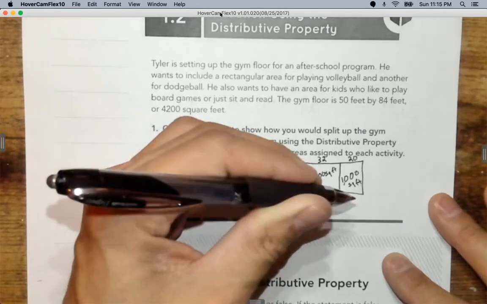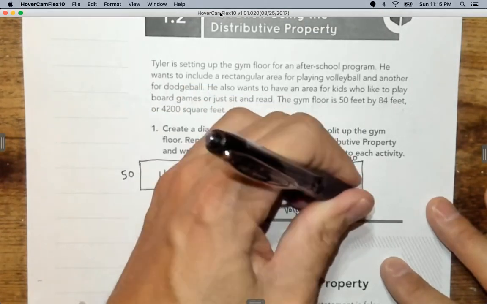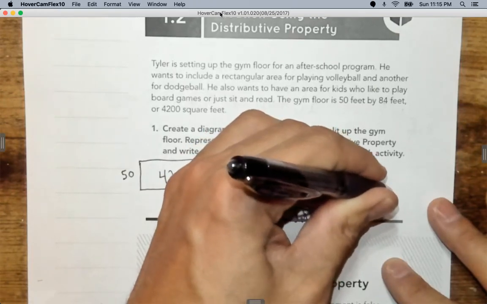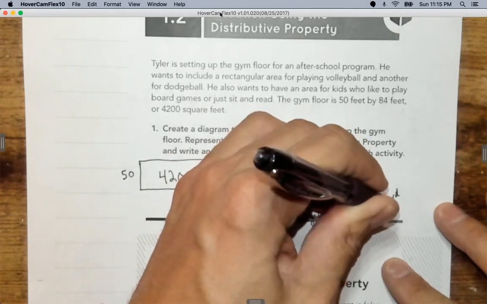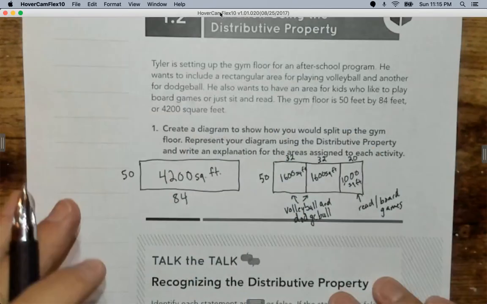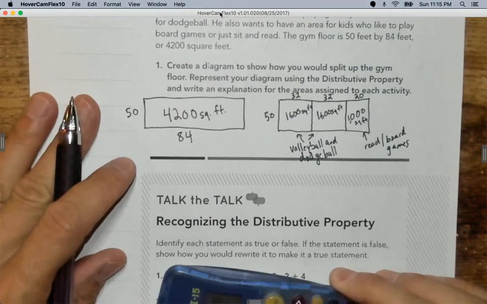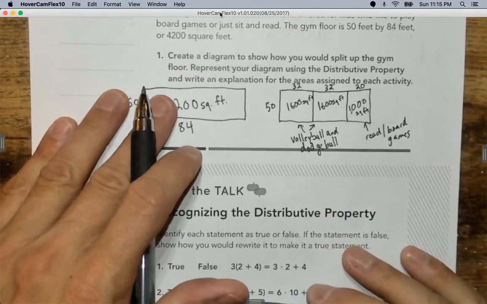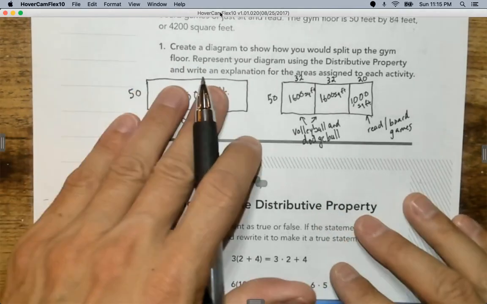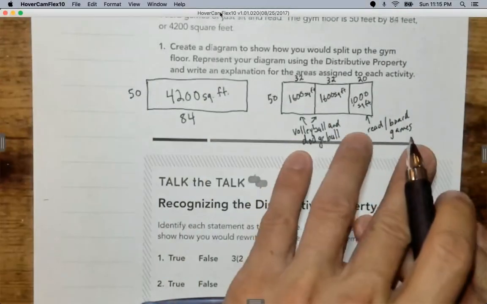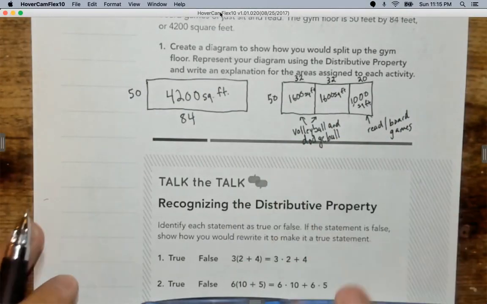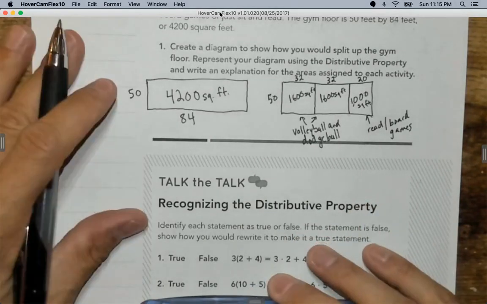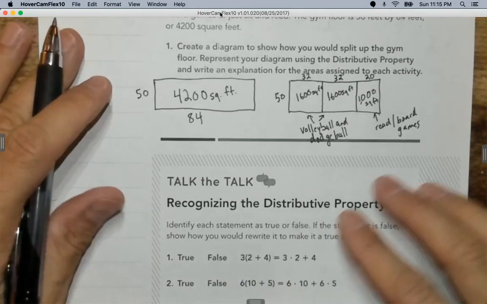Because they need a lot of room. And then this would be reading or board games because they don't need quite as much room. You could split it up a whole bunch of different ways. It says to represent your diagram using the distributive property, and write the explanation for the areas assigned here. I would say how I would need more room to play volleyball or dodgeball. I would say how I wouldn't need quite as much to read or play board games.